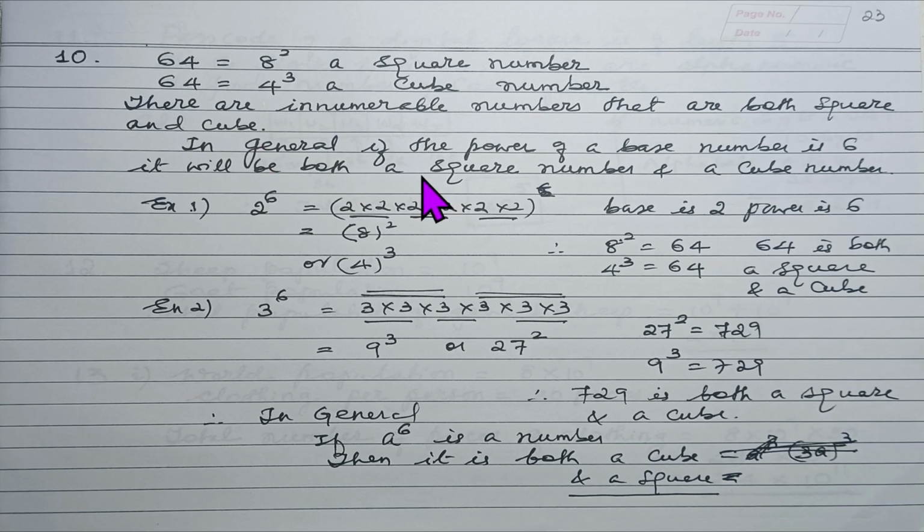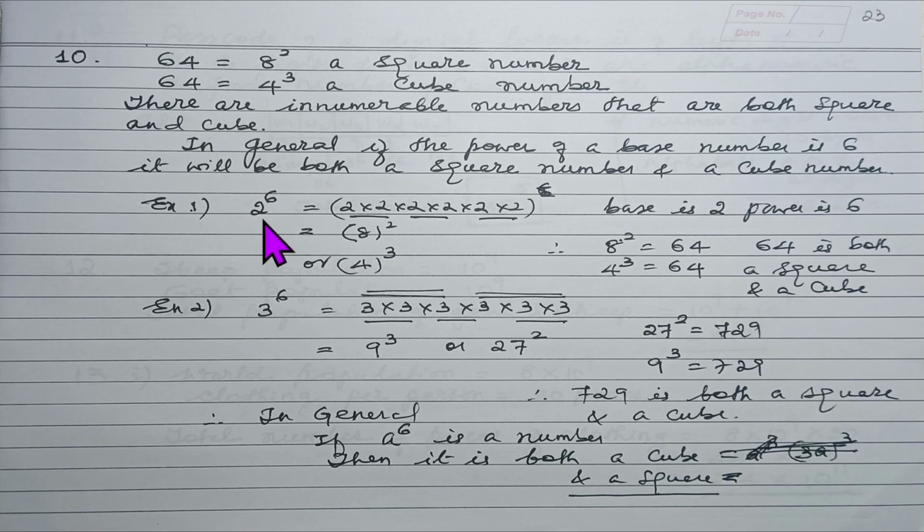In general, if the power of a base number is 6, then it will be both a square number and a cube number. Please understand this. In general, if the power of a base number is 6, it will be both a square number and a cube number. Let us understand this with an example.